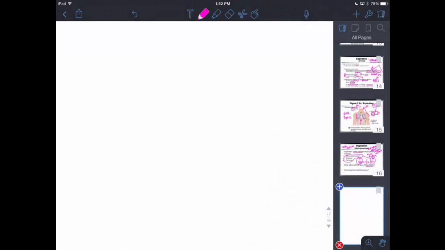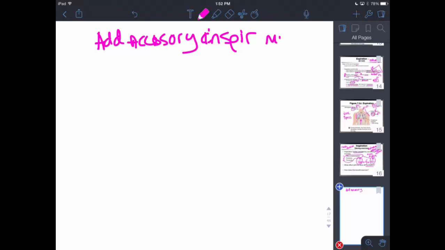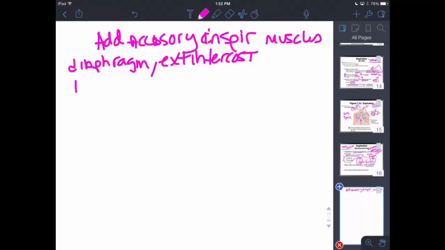So if you add the accessory inspiratory muscles, in addition to having the diaphragm contracting and the external intercostals contracting, you're also going to add the sternocleidomastoid, scalenes, and pectorals.